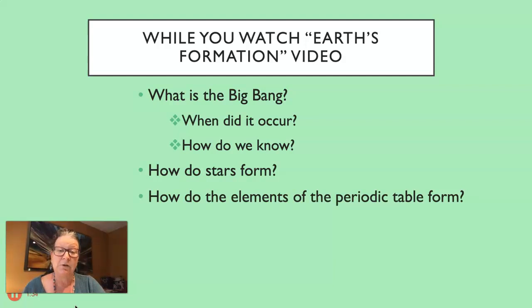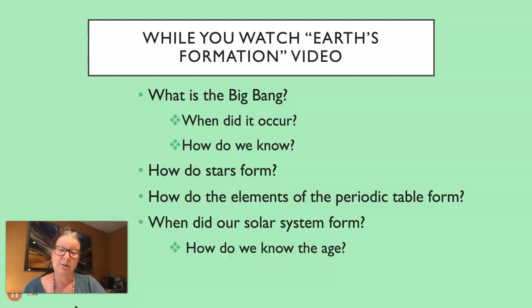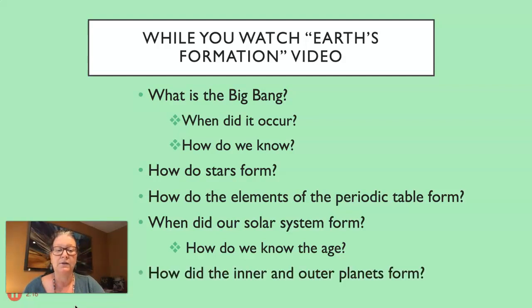How do the elements of the periodic table form? This is important because rocks and minerals are all made of elements, so we want to know where those came from. When did our solar system form, and how do we know the age? How do we know when our solar system formed, when our Earth formed? And how did the inner and outer planets form when our solar system formed?